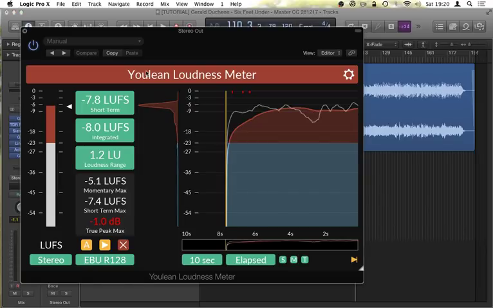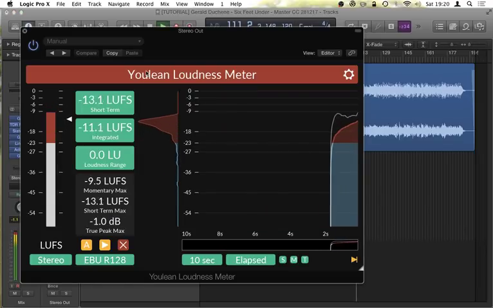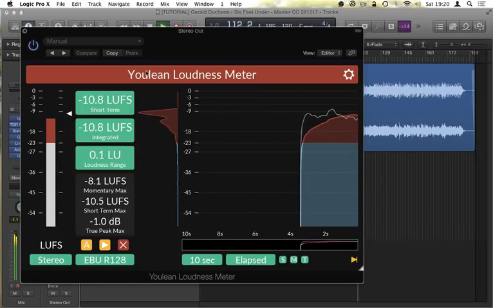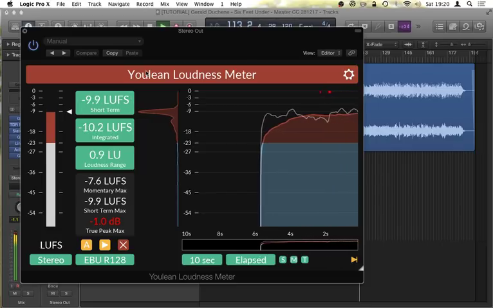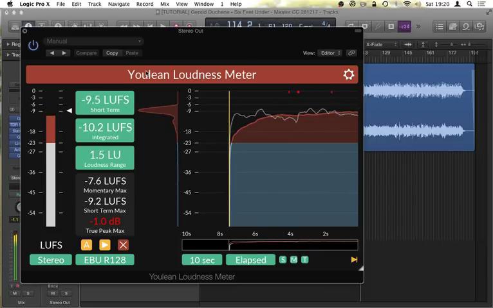I've also got the Ulean loudness meter, which gives me short-term and integrated LUFS levels, loudness units relative to full scale. If you don't know what those are, then I would read up on those. They're fairly important, but the right LUFS is also material dependent as well.